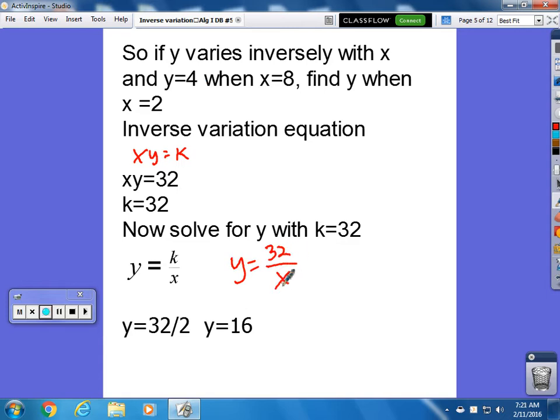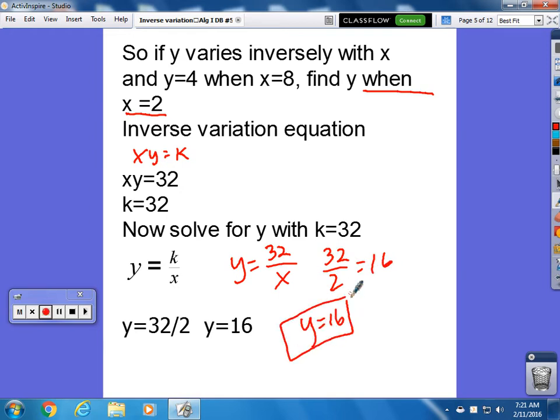Now we're going to solve when x is equal to 2. So solving it, we have 32 divided by 2, and it's equal to 16. So y is equal to 16.